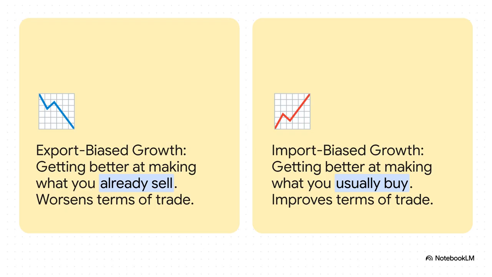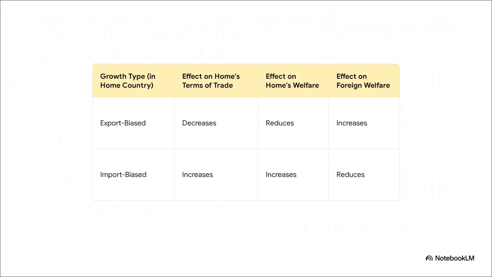It's totally counterintuitive, but this worsens its terms of trade. But if it has import-biased growth, getting better at making things it used to buy from others, that actually improves its terms of trade. And this is where it gets really wild. A country's big export boom can actually end up hurting its own welfare while helping its trading partners, because they get to buy cheaper stuff.